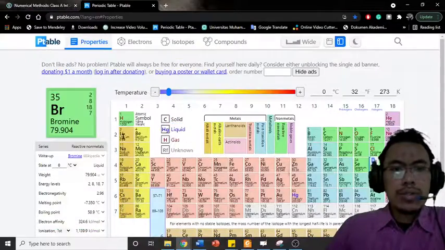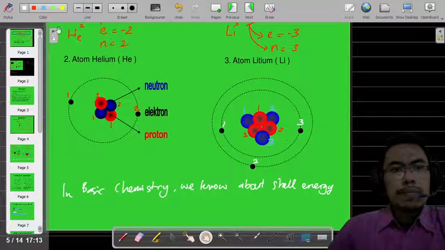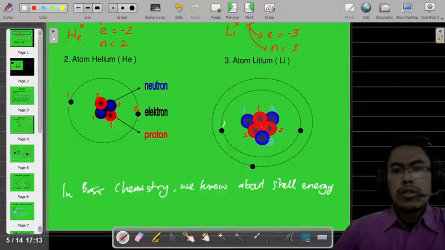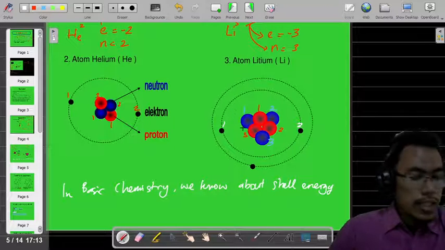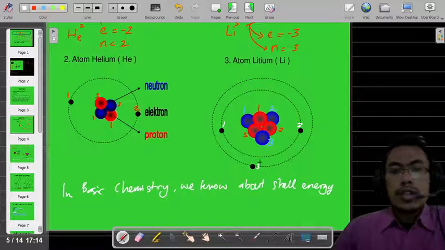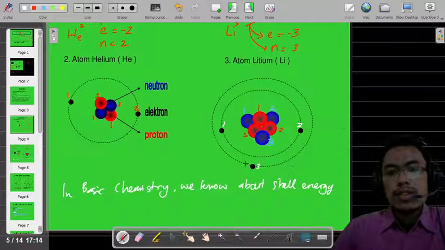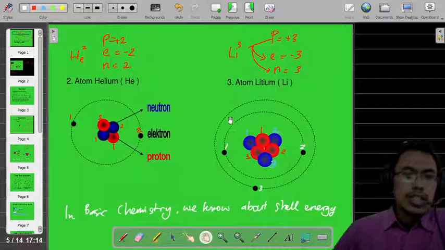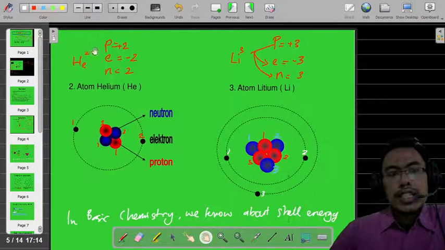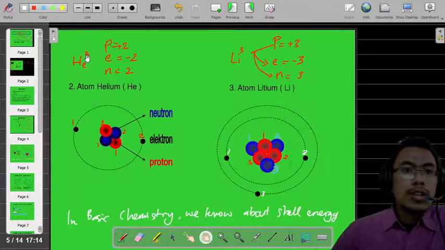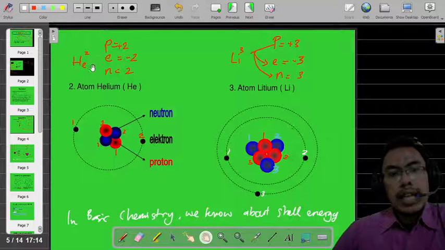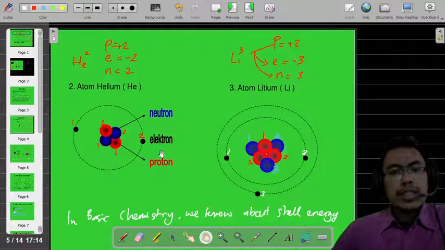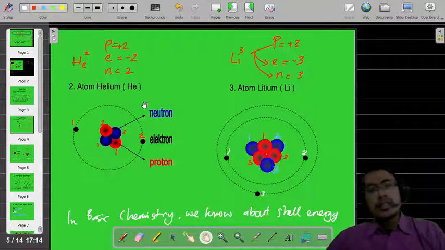So this is okay. Go back to lithium: 1 and 2 electrons on the first shell, and then the third electron will be on the second shell. This is the condition of the neutral atom, indicated by the number of electrons, which is given by the atomic number of an element. The number of electrons and protons is the same because the condition is neutral.